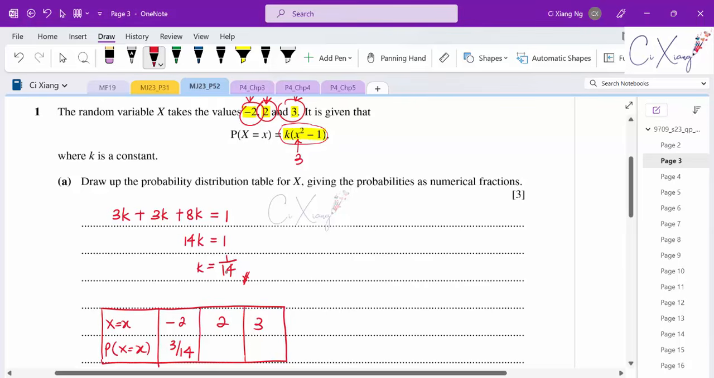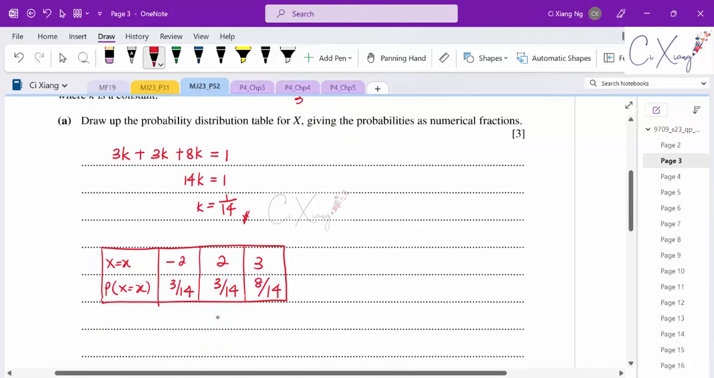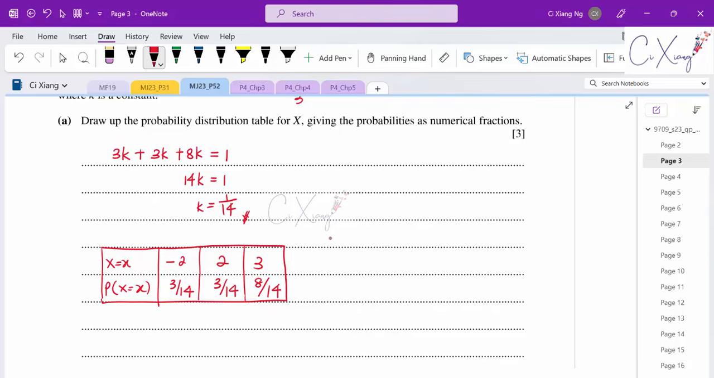Same thing for the second value, x equals 2. The probability is also 3k, so I also have 3 over 14. And after that, for the third value, the probability is 8k. So 8 multiplied with 1 over 14, then you should have 8 over 14. Okay, so this is how we show our probabilities in the probability distribution table. Before we can draw, of course, we need to find k first. So this is our first part, and after that we proceed to the second part.